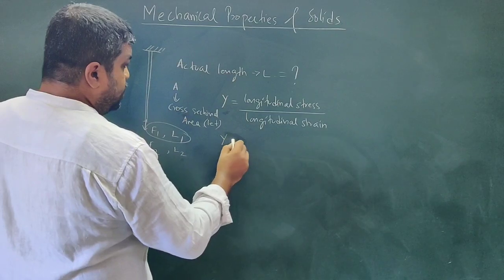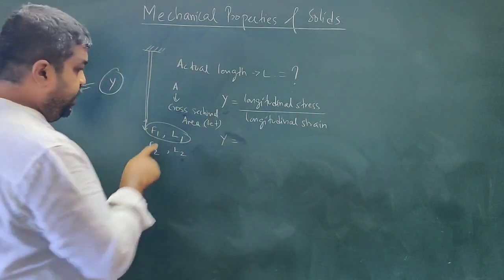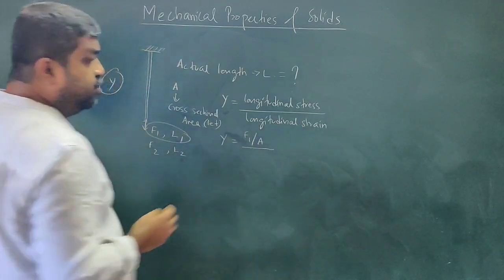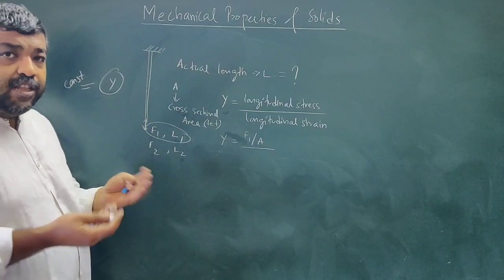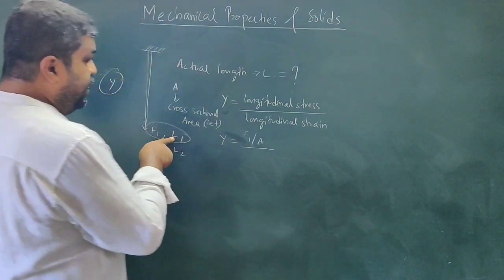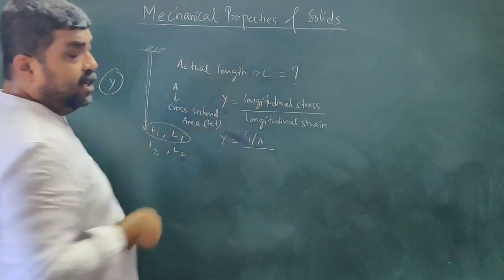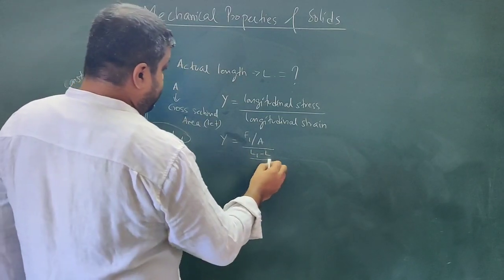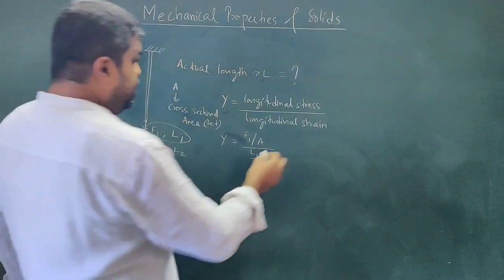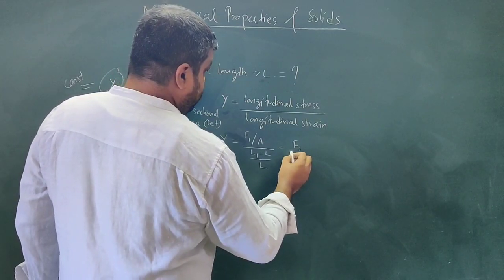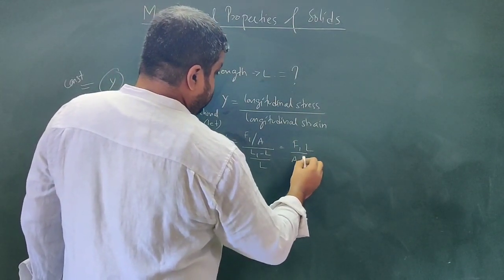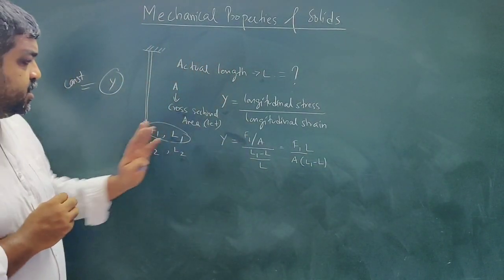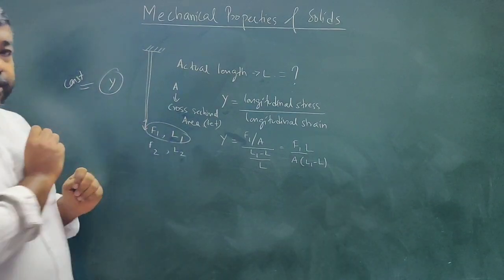I can write Young's modulus is equal to longitudinal stress. Stress is force per unit area. So force is F1, so F1 by A, divided by longitudinal strain. Strain means change in length by original length. So what will be the change in length? Final length is L1, original length is L, so change in length will be L1 minus L, divided by original length. So this is F1 by A, L, over L1 minus L.